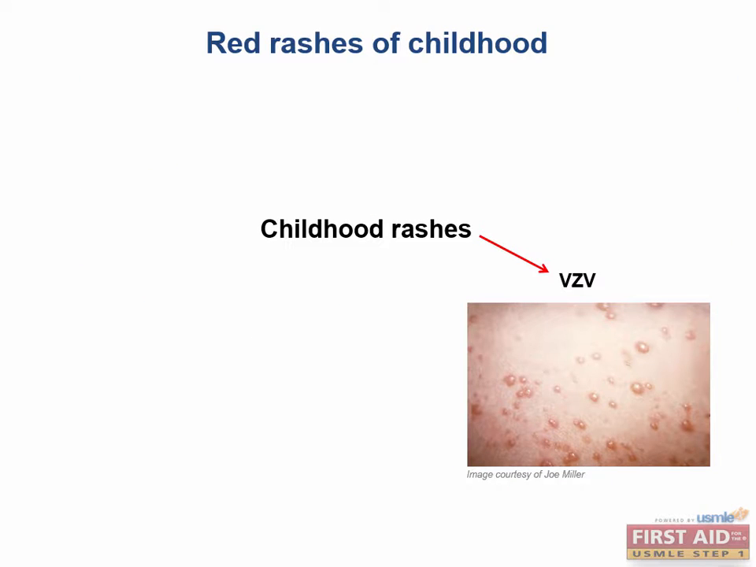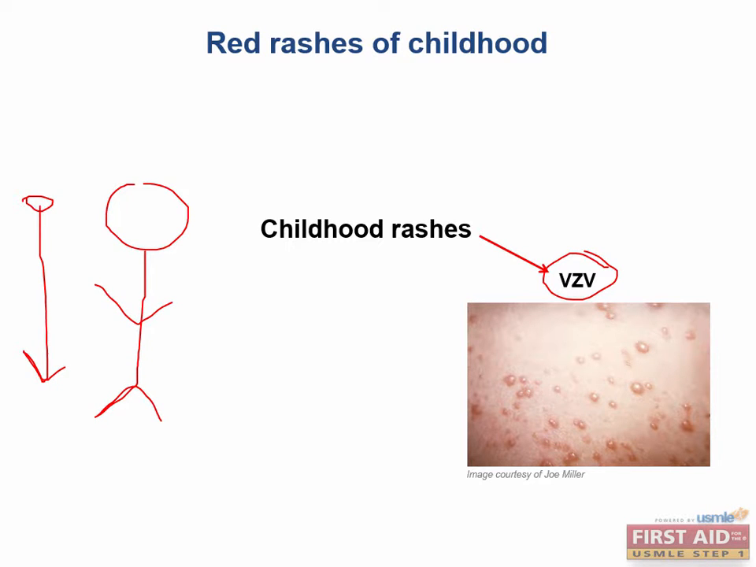Lastly, varicella zoster virus, or VZV, causes the chickenpox. This rash usually begins on the trunk and spreads to the face and extremities. Do you remember how that differs from measles and rubella? Remember, the rash of measles and rubella starts on the face and moves down, while the rash of chickenpox begins on the trunk and spreads to the face and to the extremities.